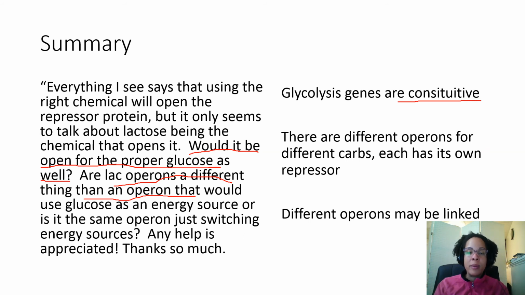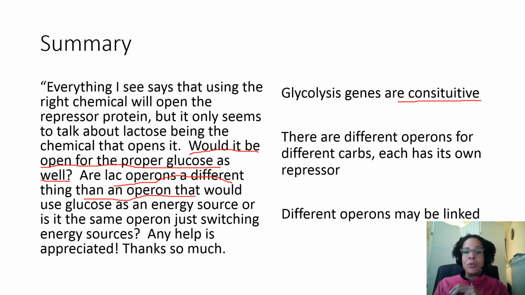That's where we talked about cyclic AMP, that alarm hormone, that panic hormone that binds the CAP protein, and then the CAP protein binds the operon for lactose in our example, and that bends the DNA so that RNA polymerase can bind and we can get transcription. So there is some linkage that way, but it's not that there's one operon that switches depending upon what the sugar is. Each sugar has its own operon.